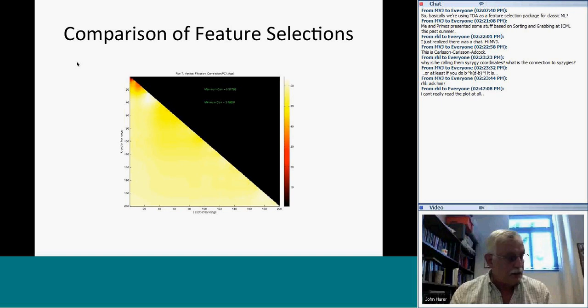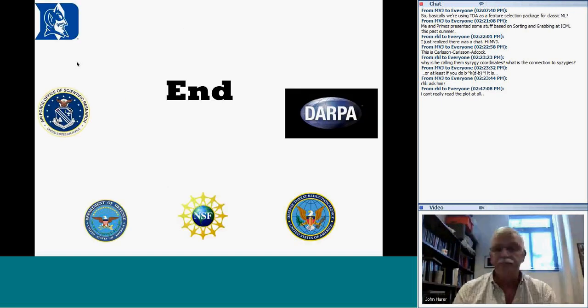But this is a framework that I think is broad and very useful, and personally, I intend to work on this the rest of my life. I think it's a great approach to trying to apply TDA to different kinds of data. And let me stop there.